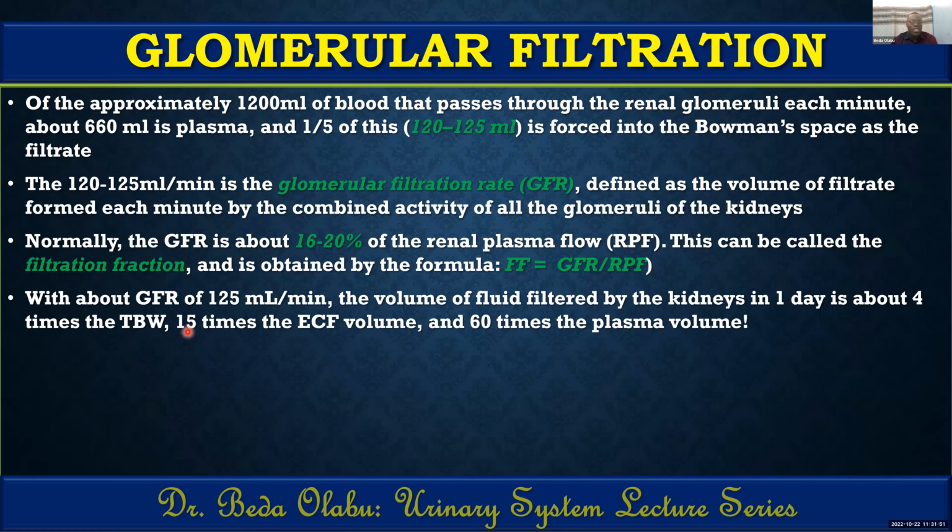Now, with about 125 ml of plasma per minute being filtered as the glomerular filtration rate, you'll notice that this amount is so high, really, because we can say that in one day, if you are to filter that amount of fluid, the volume of the fluid filtered by the kidney in one day will be about 4 times the total body water. If you are to look at the total body water as about 60% of the total body weight. So if you are 70 kgs, then your total body water is about 42 liters.